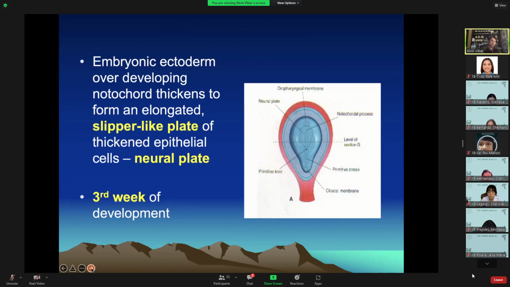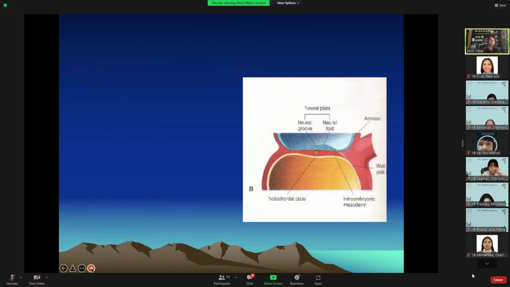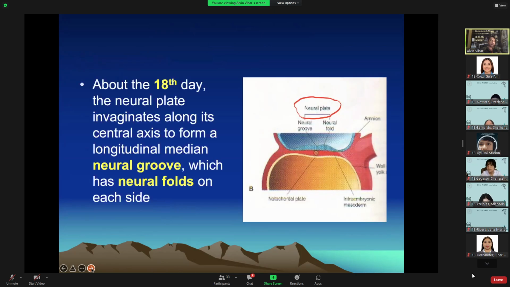Okay, I want you to imagine that we're going to have a cross section here. We're going to cut here so you could see the developing structures. And this is what you're going to see. Here's the neural plate earlier, and the neural plate will have two parts. Again, take note. The neural plate will have two parts on the sides. We call them neural folds. And at the center, there's a depression. We call it the neural groove.